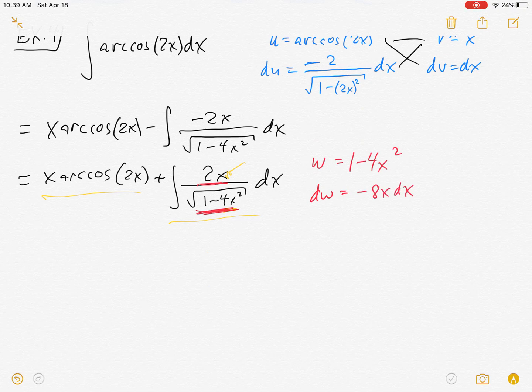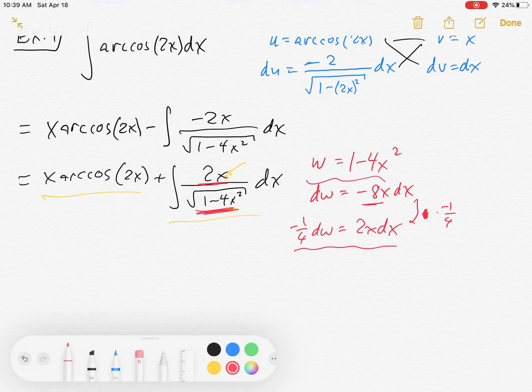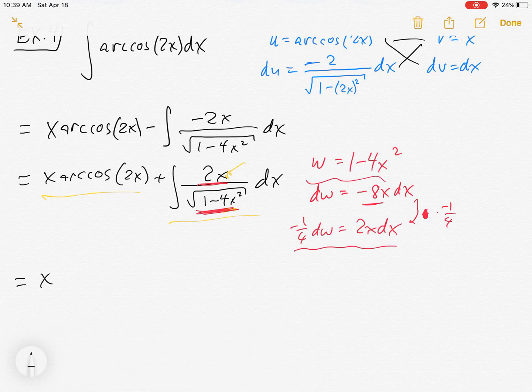I do need my square, so let's let w be 1 minus 4x squared. dw would be negative 8x dx. Look promising? Looks pretty good, except you might think, I really wanted this to be a 2x, not a negative 8x. Well, you can just multiply both sides by negative 1/4, and you've got it, right? Because that times negative 1/4 is going to be 2x. And so now everything is matching perfectly.